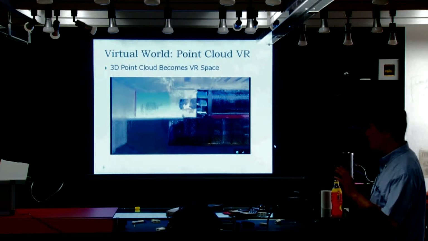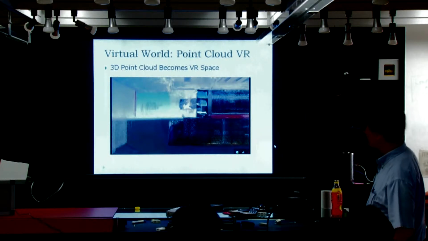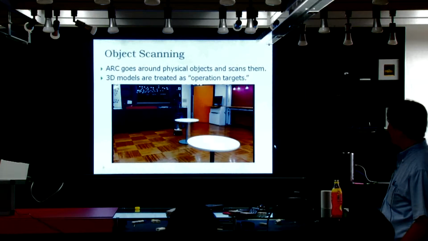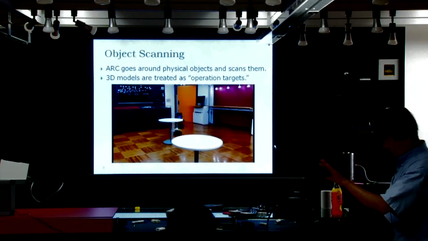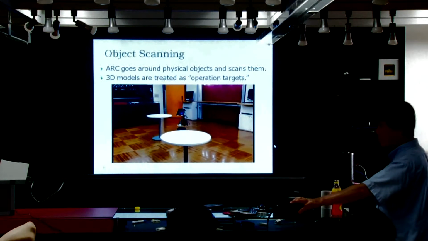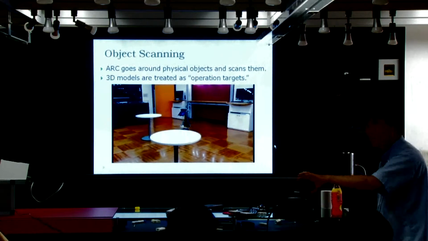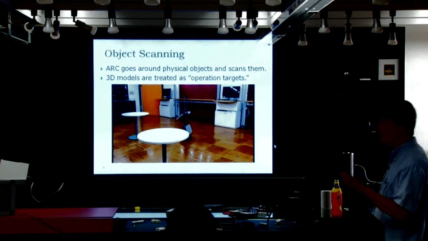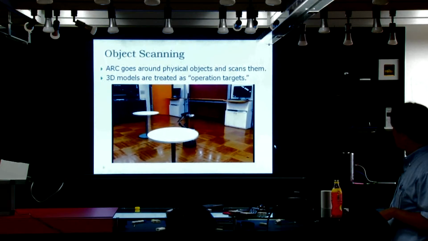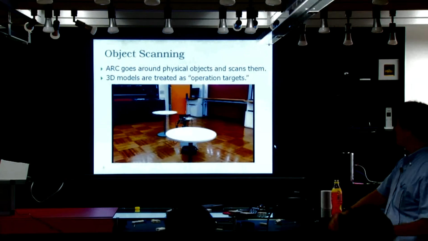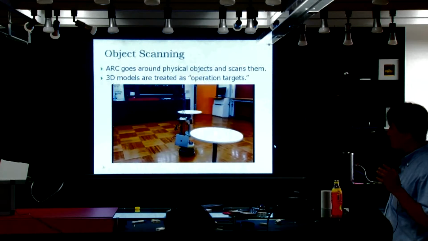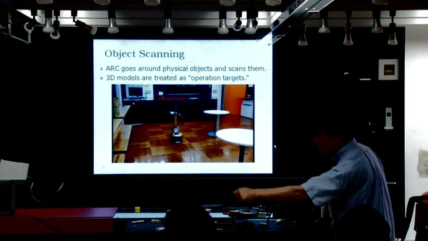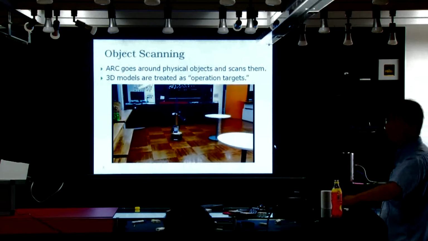So this is a three-dimensional map created by a new version of our robot. In the case of the desk, table, and the chairs, and such a movable object, we create 3D data in a different way. We call this kind of movable object operation targets. That means we can change the location by using a controller or VR controller.